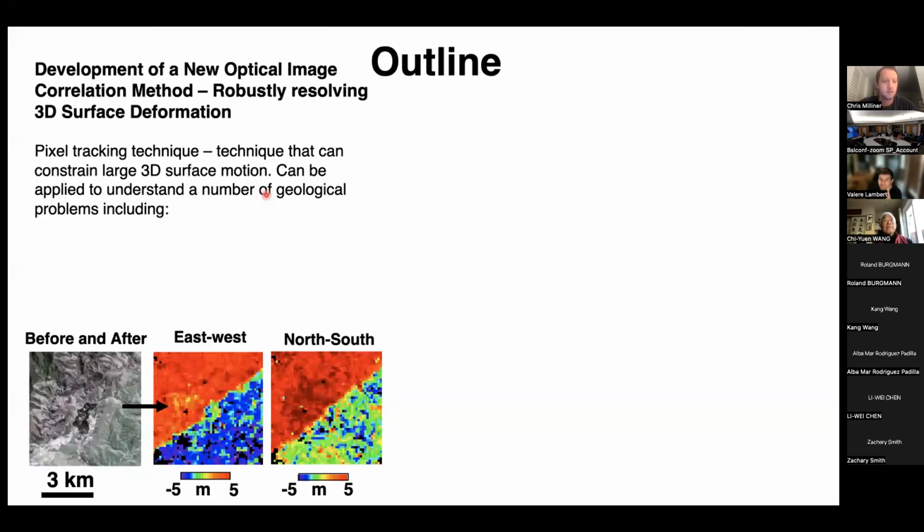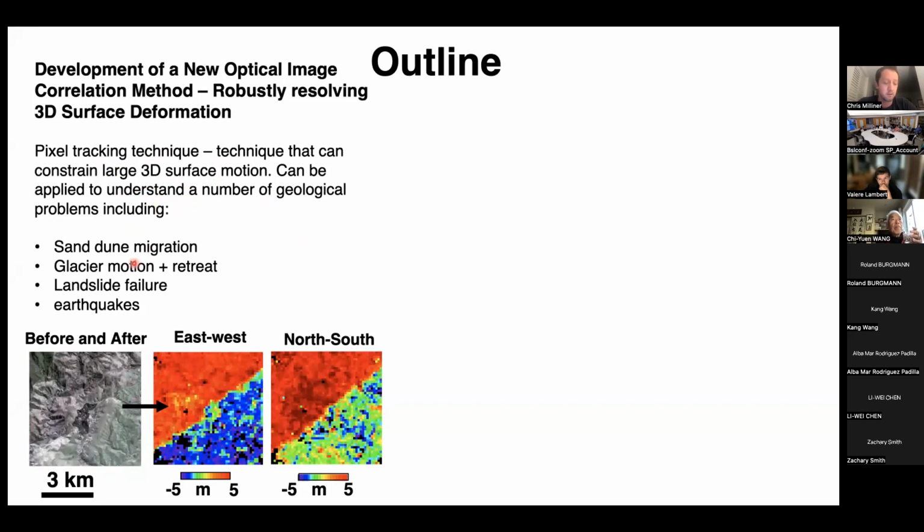Okay, so the first part of the talk, I'll give a brief overview of this new optical image pixel tracking technique. This is an approach, if you're not familiar with it, that can measure the horizontal and now the vertical component of surface motion. And so this is a useful toolkit. It can be applied to a number of problems, including measuring surface motion associated with sand dune migration, glaciers, landslides, and of course earthquakes, which is what I'm going to be talking about.